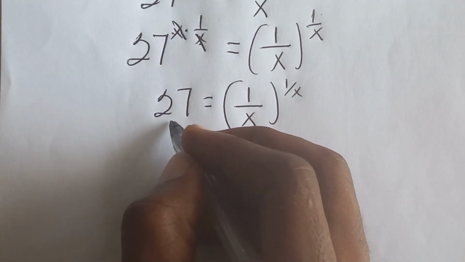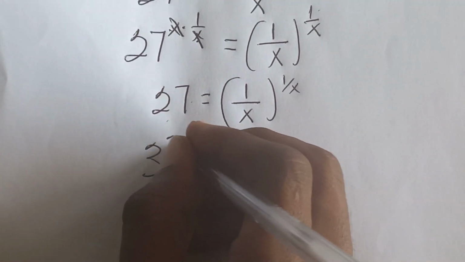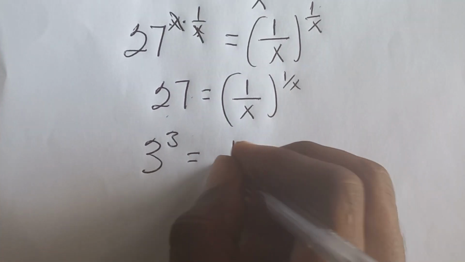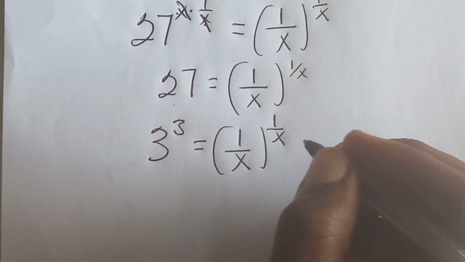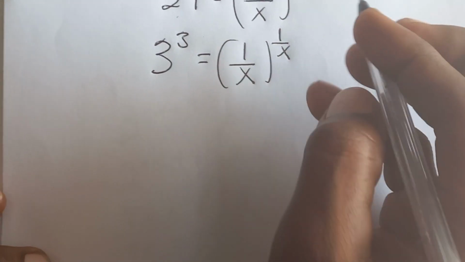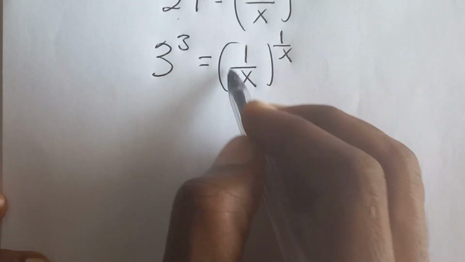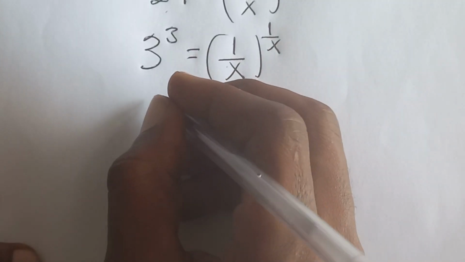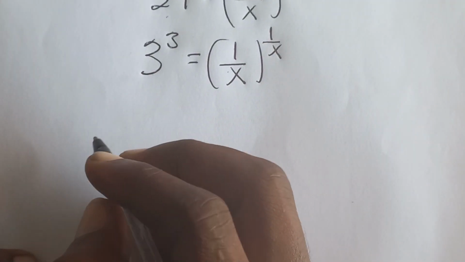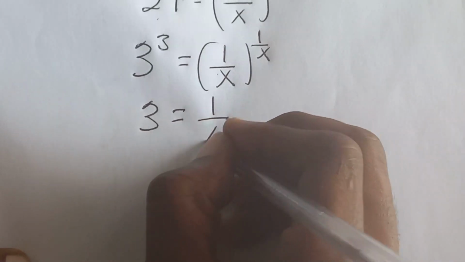Now 27 is the same as 3 exponent 3, which is equal to 1 on x exponent 1 on x. So now we say that this expression is the same as this expression. So we say that 3 will be the exponent. So we say that 3 is equal to 1 on x.